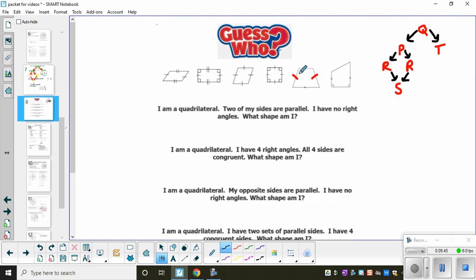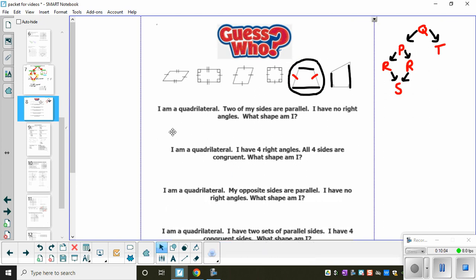So if only two of my sides are parallel, it's either going to be this one, because there's two sides that are parallel to each other. And these are the two sides that are parallel here. Then it goes on to say I have no right angles. So if I have no right angles, that has to be this one right here. It's the isosceles trapezoid.